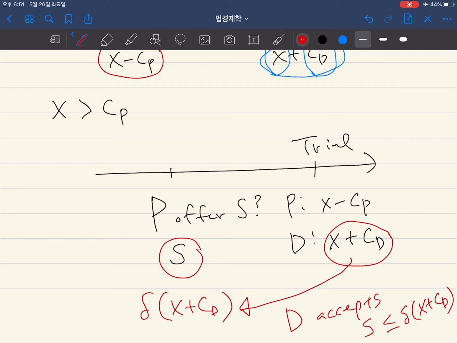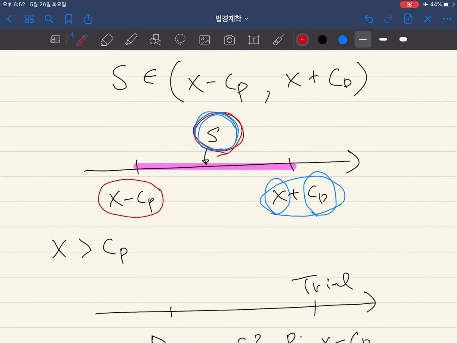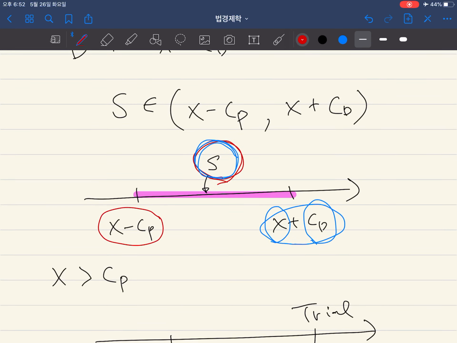So otherwise, if S is bigger, then defendant is going to reject, so they go to trial tomorrow. Plaintiff knows this. So anticipating what's going to happen, plaintiff is going to try to maximize his offer so that defendant accepts. Because if defendant rejects, then it's also bad news for plaintiff, because as I said here, if they settle in this purple range, it is better news for plaintiff and defendant.